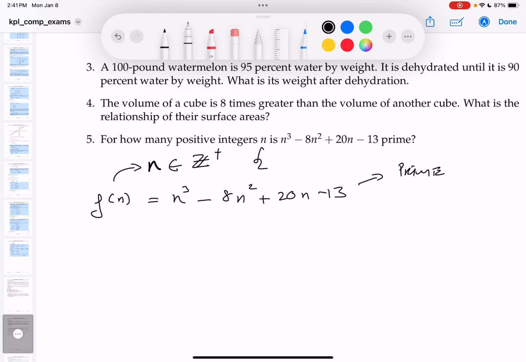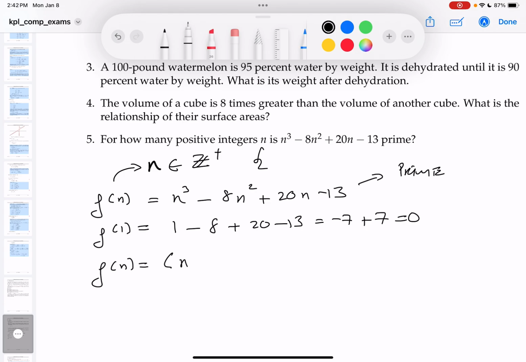So the first thing I do is try to make a guess at a root of it. And I'm going to say f of 1. What you get there, you get 1 minus 8, I'm using the rational root theorem, by the way, plus 20 minus 13. And 1 minus 8 is minus 7, and 20 minus 13 is 7. And that does give me 0. So I know f of n factors now. And the root's 1, so the factor is n minus 1.